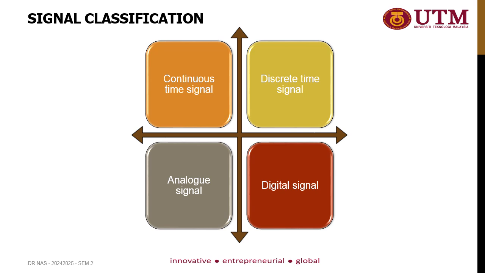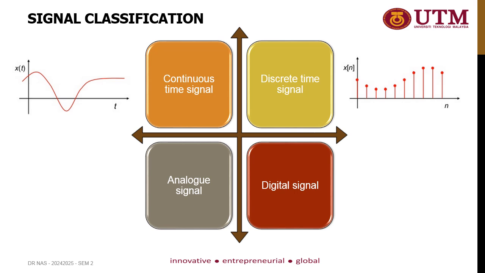So the first one is continuous time signal. So this is when you have an amplitude at all instant time of t. Okay, so you can see different amplitude at different t. Next is discrete time signal. So in this case, you have only specific values at specific t. And in discrete time signal, we'll be using n representing the sequence, the bit sequence. If compared to continuous time, we'll be using time domain.